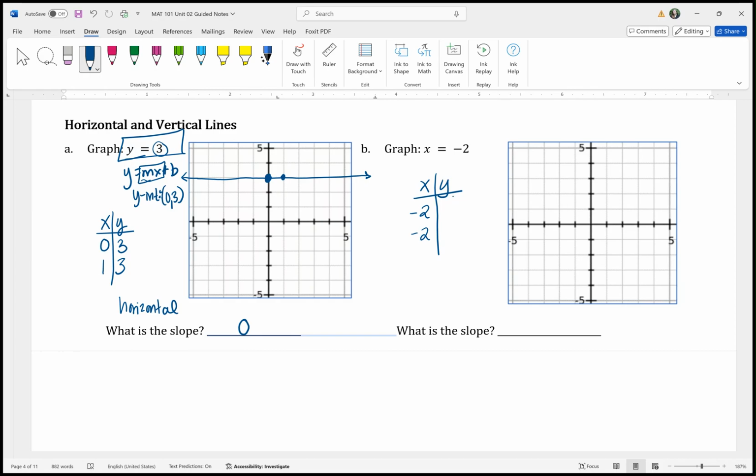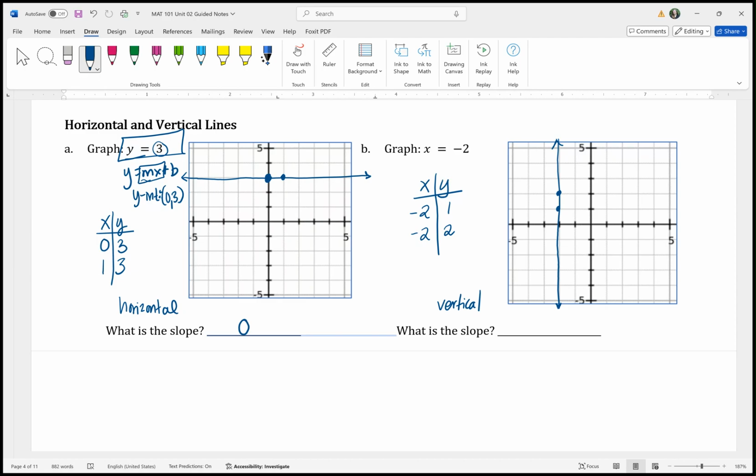So I'm just going to randomly pick 2 y values. Let's say 1 and 2 in this case. And this is going to give us 2 points to plot. Let's plot these 2 points. (-2, 1) is here. And then (-2, 2) would be here. And then that is going to give us what type of line? A vertical line. This is a vertical line.